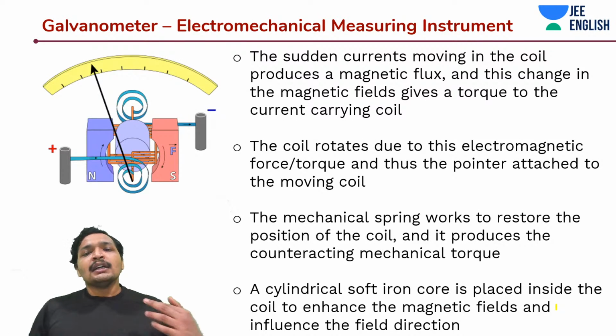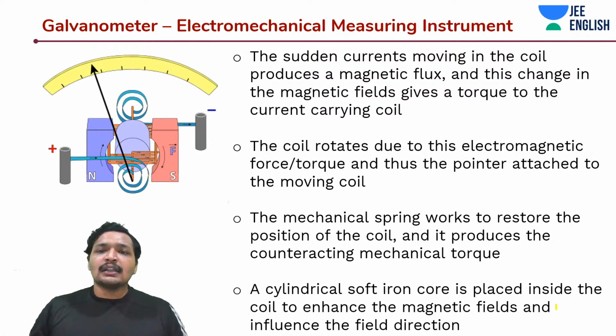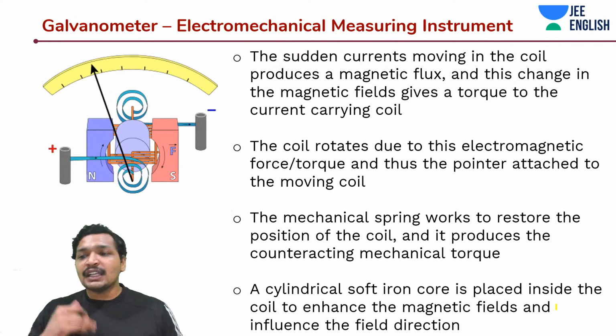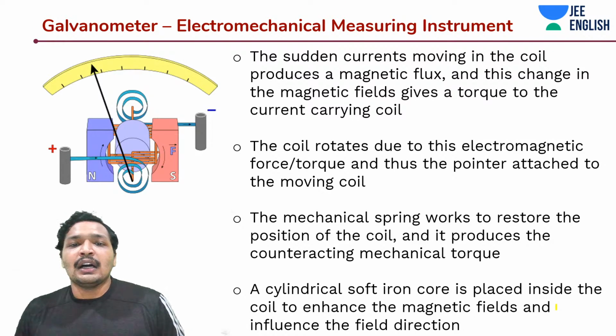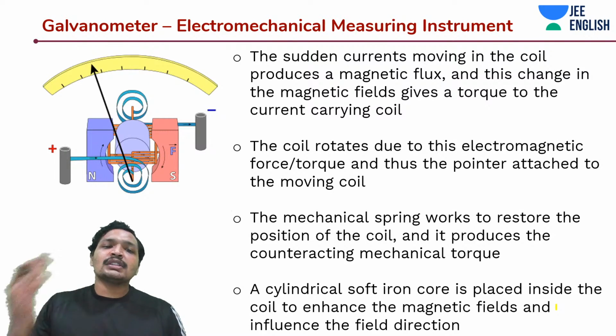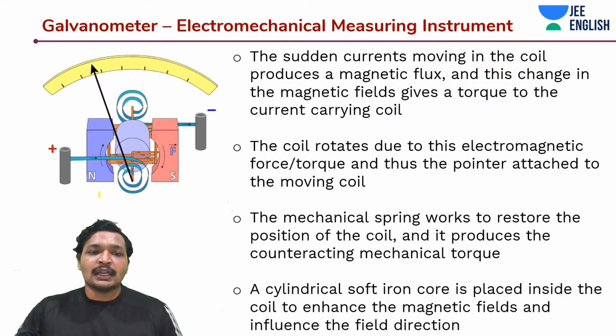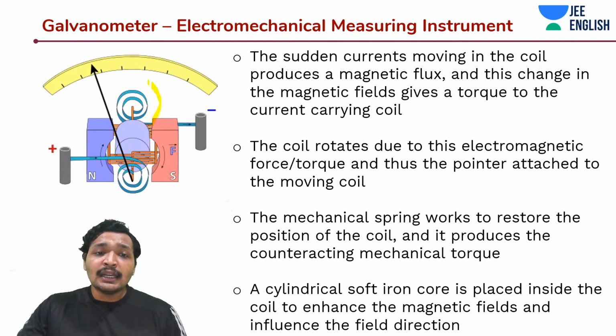What is happening in this galvanometer is that the current moving inside the coil produces a magnetic flux, and this change in the magnetic field gives a torque to the current-carrying coil. So the coil should start rotating once the current comes in. It's very crucial to understand that this coil is going to rotate.